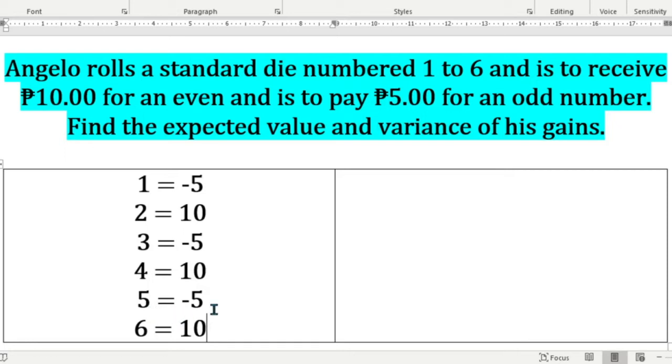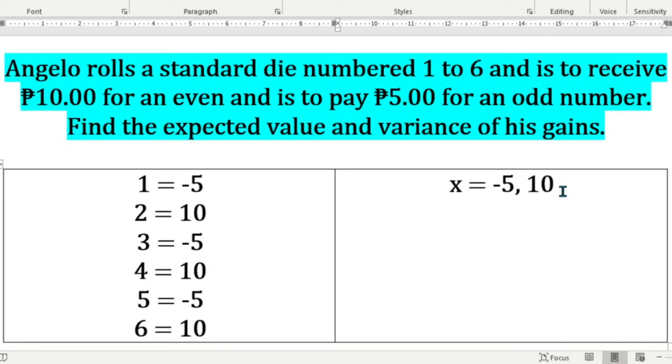Now, since we need to determine the possible values of our random variable, the possible values are not now 1, 2, 3, 4, 5, and 6. Instead, if 1 comes out, you will list negative 5. But if 2 comes out, you will list 10. If 3 comes out, you will list negative 5. In other words, the odd numbers are being replaced with negative 5, and the even numbers are being replaced with 10. Thus, we now have the possible values of our random variable, which are negative 5 and 10.